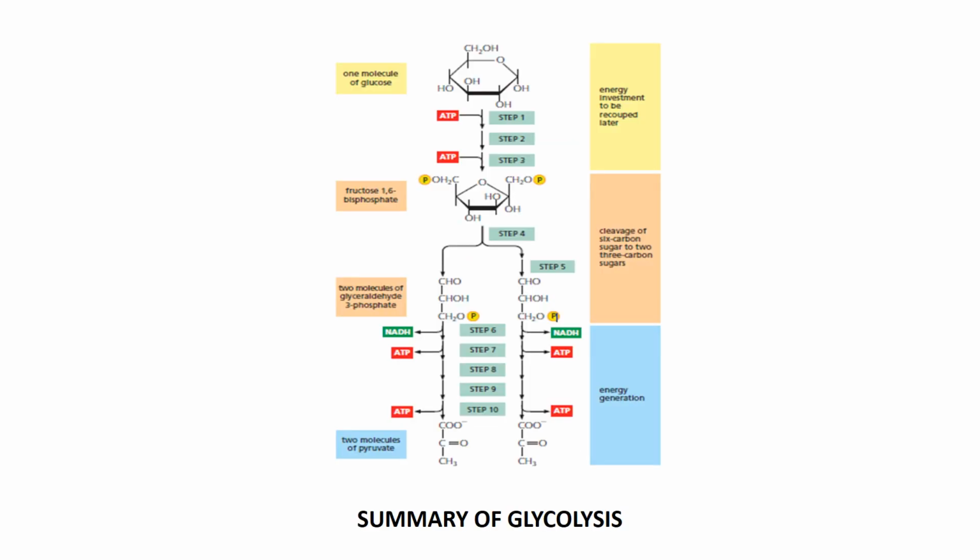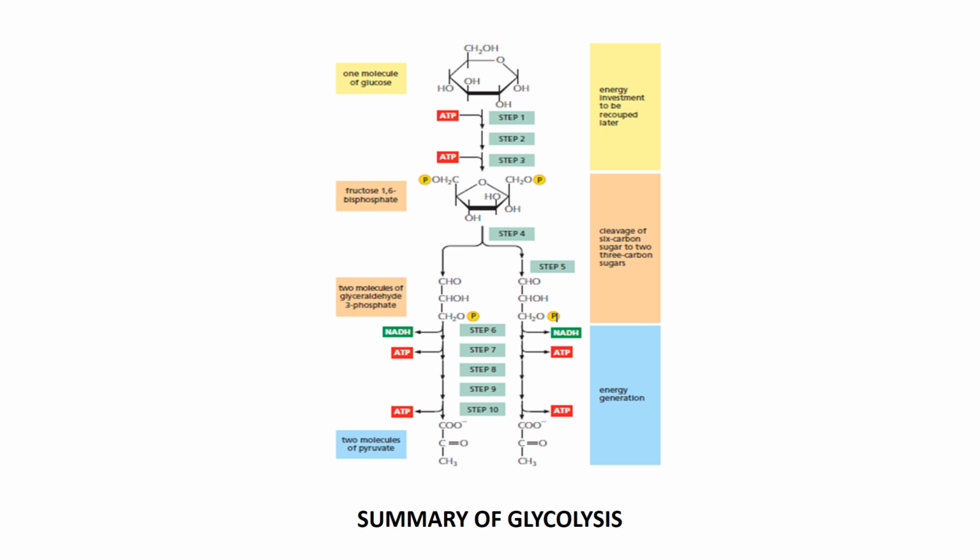Summary of glycolysis. In this glycolysis process, one molecule of glucose forms fructose 1,6-biphosphate, and it uses one ATP molecule in step 1 and one ATP molecule in step 3. These steps are known as energy investment steps.